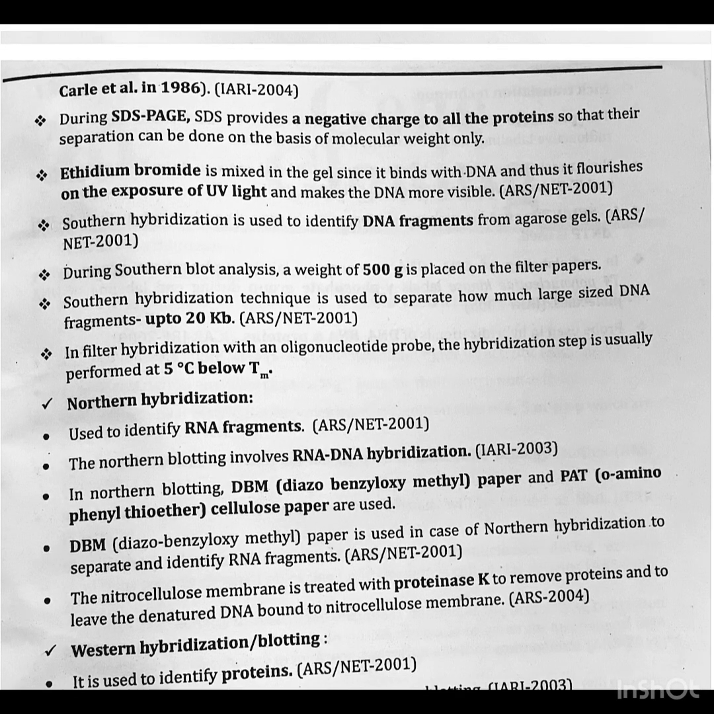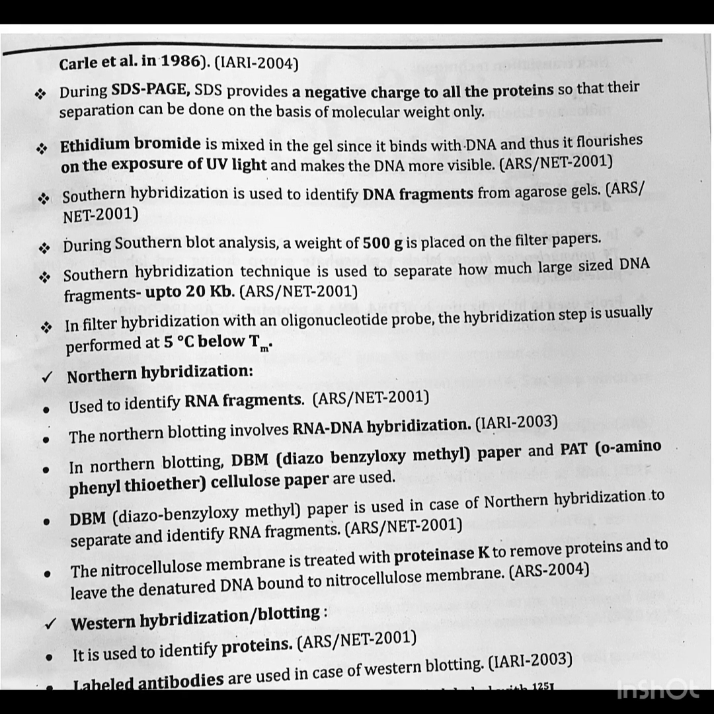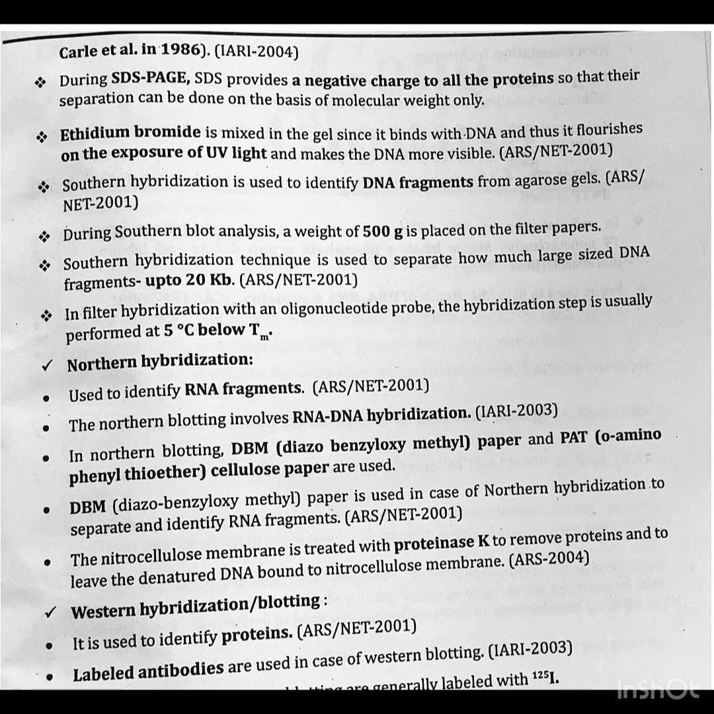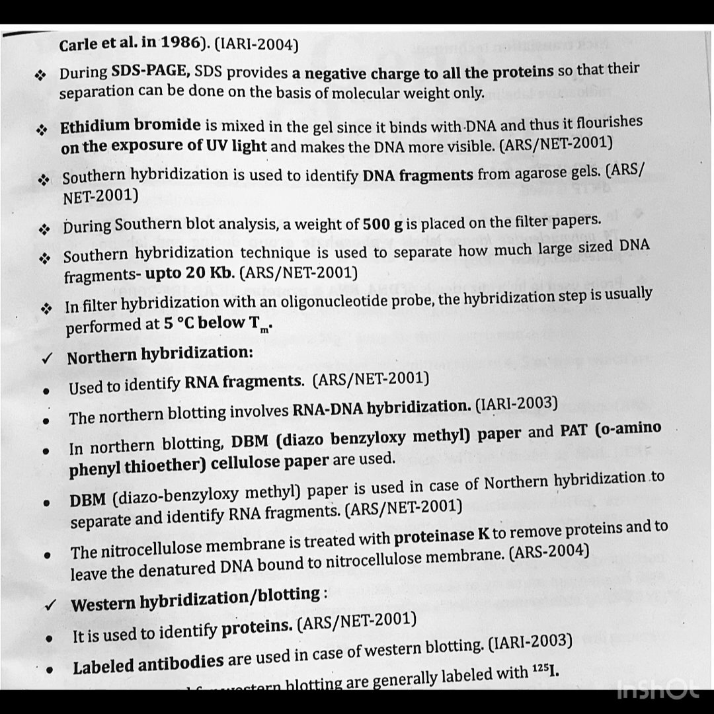During SDS PAGE, SDS provides a negative charge to all the proteins so that their separation can be done on the basis of molecular weight only. Ethidium bromide is mixed in a gel since it binds with DNA and thus fluoresces on exposure to UV light and makes the DNA more visible. Ethidium bromide visibility is seen as an orange color. Southern hybridization is used to identify DNA fragments from agarose gel. ARS NET 2001 question. Southern hybridization detects DNA, northern hybridization detects RNA, and western blotting is used for protein identification.